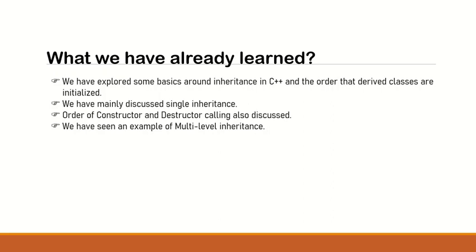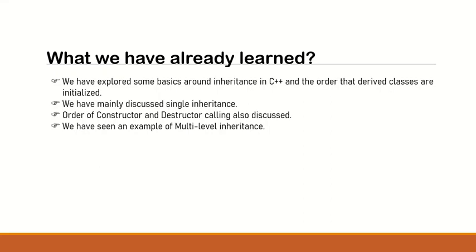And at the very last part of the second lecture, we gave a little introduction to multi-level inheritance, where we followed a class hierarchy that includes four classes. I hope you remember that diagram: class A, B, C, and D. This is an example of multi-level inheritance. So these are the topics that we have covered till the second lecture.